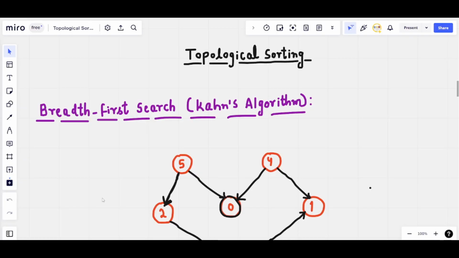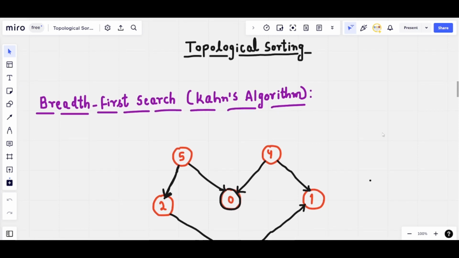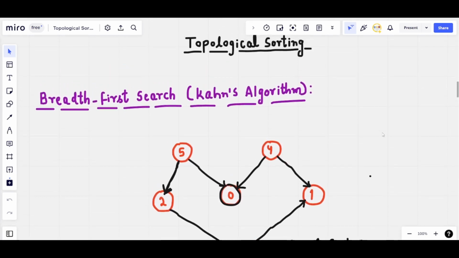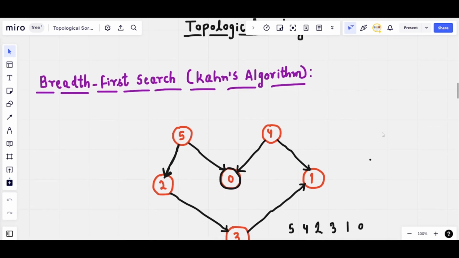So continuing in this series, in this video lecture we'll be implementing the topological sort ordering using breadth first search algorithm, or it is also called Kahn's algorithm. In the previous video we have already discussed how to write the topological sort for a given directed acyclic graph using depth first search strategy. So this is the second approach to solve the same problem.